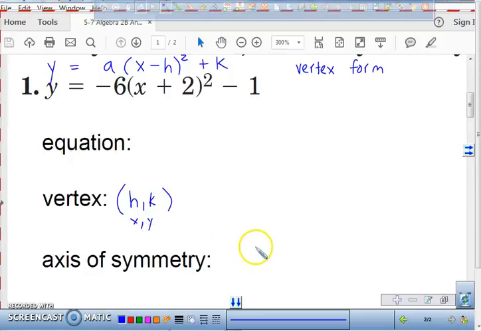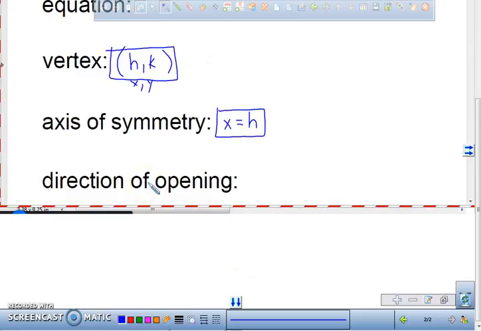Now the vertex can either be a maximum or a minimum, but it will definitely show you in vertex form what those are. The axis of symmetry is the line that passes through the vertex. That will always be the equation x equals h. Okay? And the last part, when it says the direction of opening, it's either going to be up or it's going to be down. If it's up, that means your a value is greater than 0. If it's down, that means your a value is less than 0.